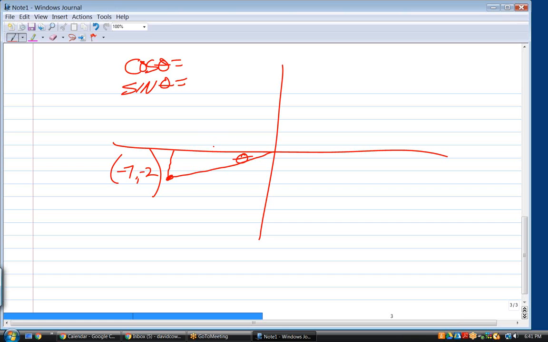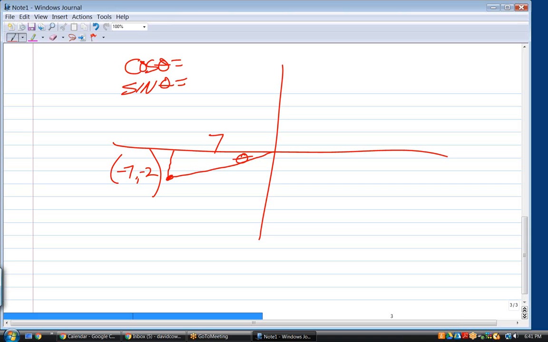180. No, the side of this triangle. In other words, I created what's called the reference triangle from this point. So that's x, right? Yes. And in this case, it's 7.